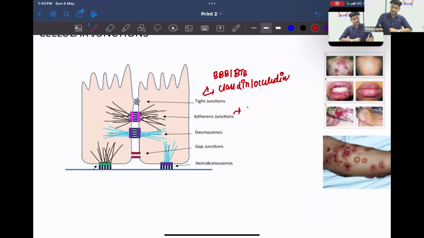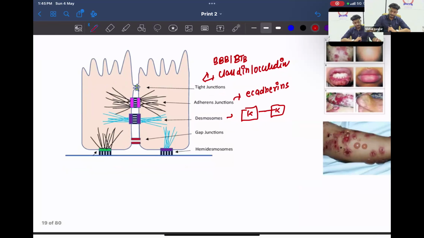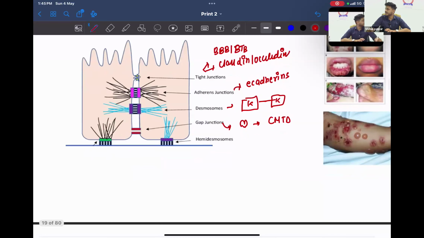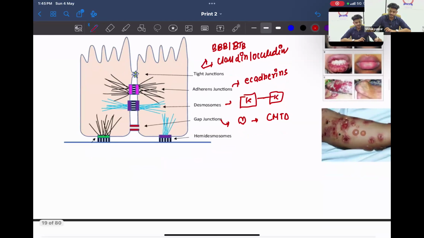Adherent junction, you will discuss about E-cadherins. Cadherins. Okay. Desmosomes we are having, they are going to bind two keratinocytes together. Tomorrow I'll teach you about this desmosome thing. And gap junctions are going to be present maximally where? In the heart. Okay. And if you have a disease, this disease is known as Charcot-Marie-Tooth disease, CMTD.